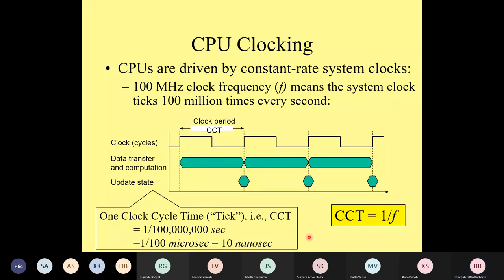All right. Now my question to you is the following: what determines this CCT? I know that if I can reduce the clock cycle time, my performance would improve, right? My CPU time would reduce. So why not reduce the clock cycle time, whatever you want? But can you do that? That is the question.